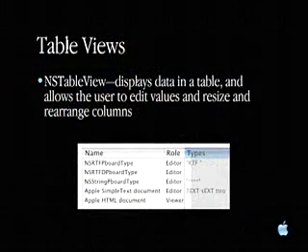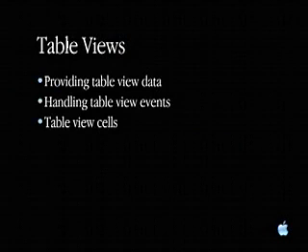So the next thing I'll go into is NSTableView, because it's a good example of one of the sophisticated controls that Cocoa provides. You've seen them all over. They display data in a table and allow the user to edit values if you want to let them do that, and resize and rearrange columns. And real quick, I'll go into what you have to do to provide the data that the table view displays, some of the things you can do to handle the user events that can occur in a table view, and if you really need to do serious customization, I'll introduce the concept of table view cells.